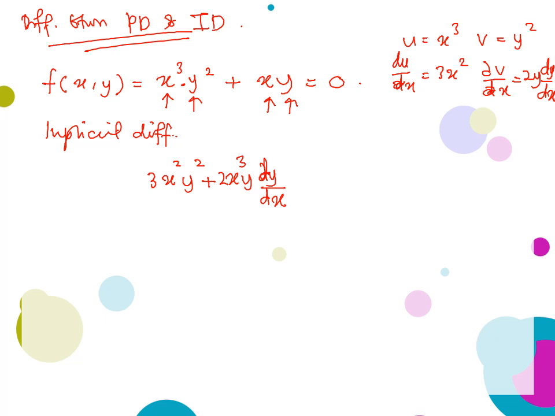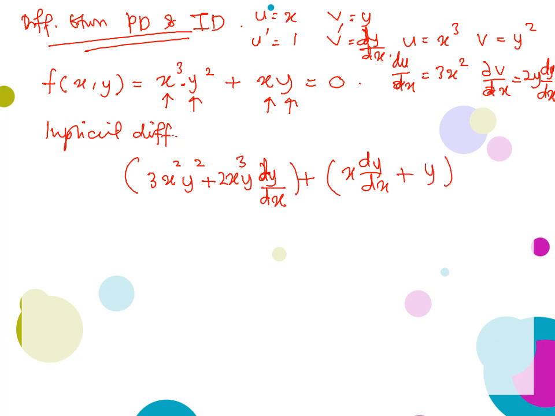Okay, and same goes to this. You will also need to perform the product rule, where u is x, u prime is 1, v is y, and v prime is dy/dx. So what we will get is x dy/dx plus y. This is equal to 0, and you need to put together all the dy/dx.